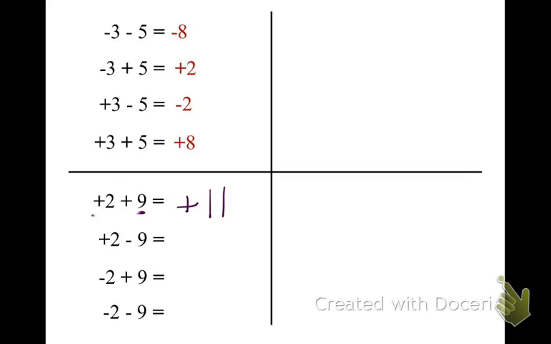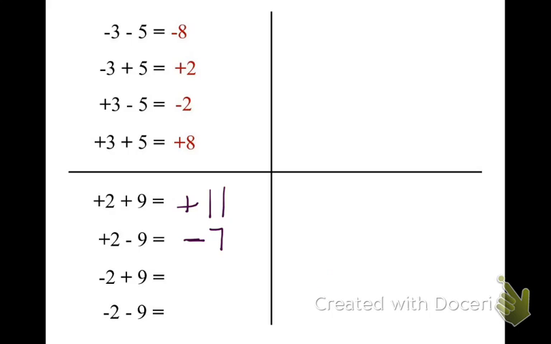Let's look at our next example. I have a positive 2, negative 9. Which one's bigger? My negative 9. So I know I have to have a negative answer. So remember, I always have to find the difference. What's 9 minus 2? 9 minus 2 equals 7. So I end up with a negative 7.